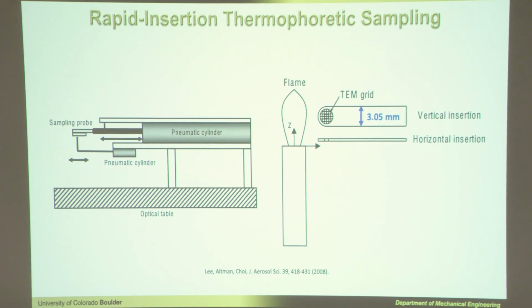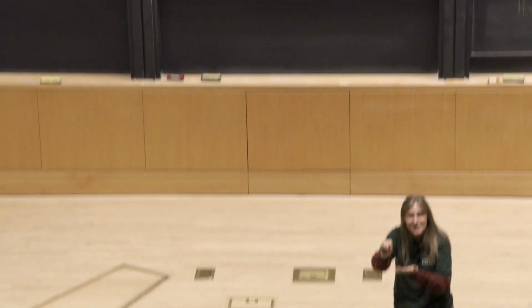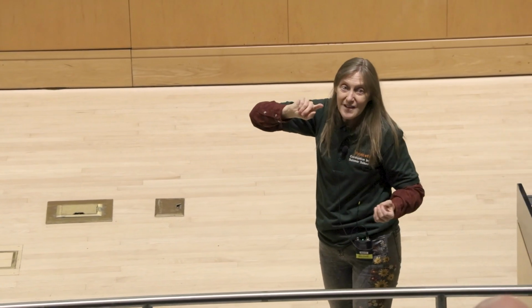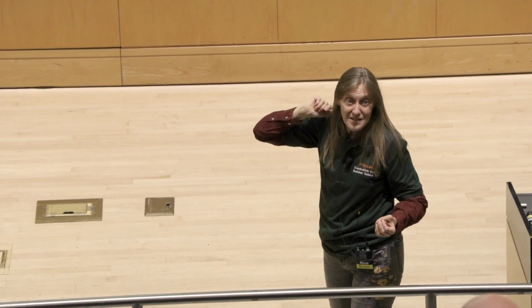Okay, so this is one of the oldest techniques that people use for extracting soot from flames. It's rapid insertion, thermophoretic sampling, where you take a grid and you insert it into a flame really fast. So this rapid insertion, you have a pneumatic cylinder that shoves that grid into the flame and pulls it back really fast. Or you shove it in, wait for a very short fraction of time to collect something, and pull it back. But all of it happens really fast. You wouldn't be able to do it yourself. You have to have this pneumatic cylinder doing it.